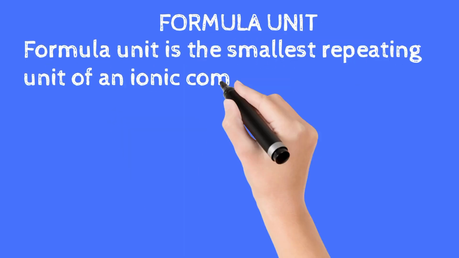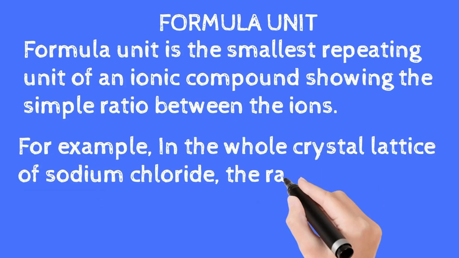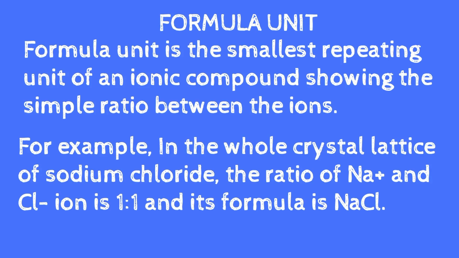Formula unit. Formula unit is the simplest repeating unit of an ionic compound showing the simple ratio between the ions. For example, in the whole crystal lattice of sodium chloride, the ratio of sodium and chloride ions is 1:1 and its formula is NaCl.